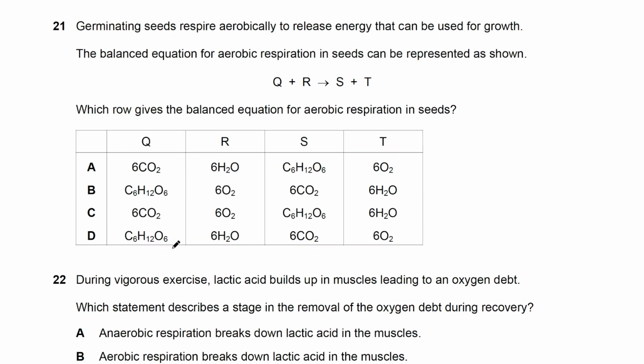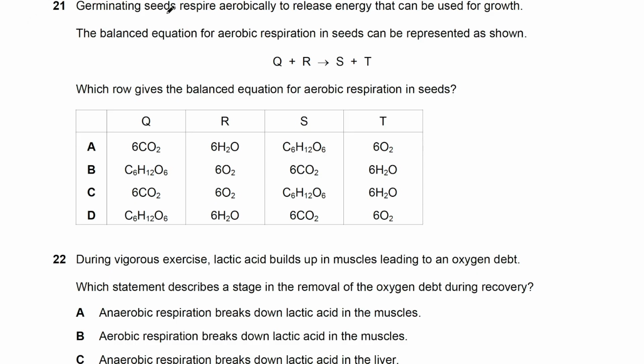Moving to question number 21. Germinating seeds respire aerobically, that means with oxygen, to release energy that can be used for growth. The balanced equation for aerobic respiration in seeds can be represented as shown. Q plus R will give S plus T. So these codes are related to the options. Which row gives the balanced equation for aerobic respiration in seeds? Aerobic respiration means we need glucose with oxygen. That means A is wrong and C is wrong.